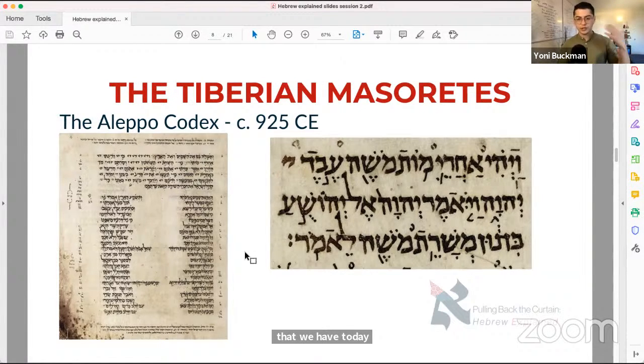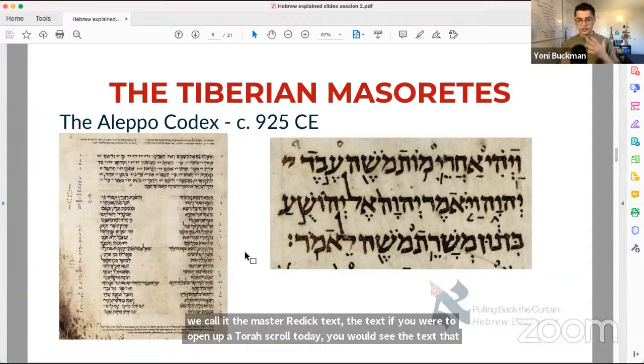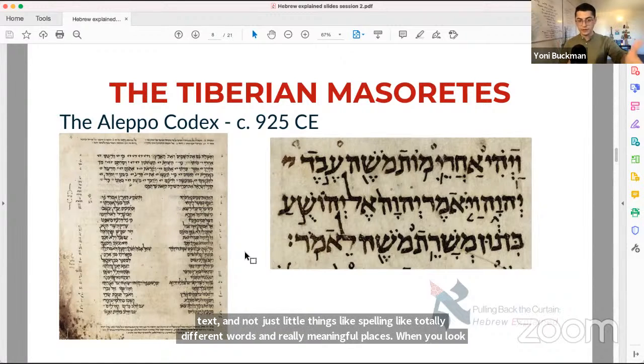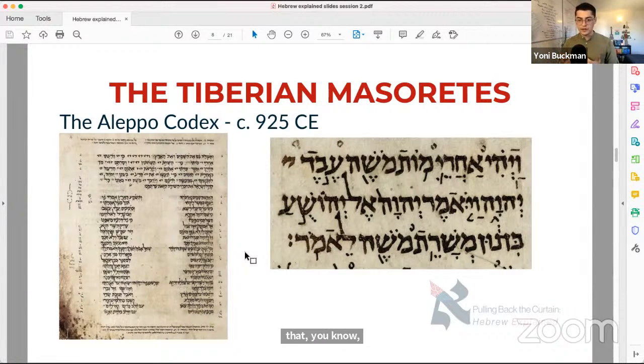So we talk about the Septuagint, which is a famous Greek translation of the Bible, and the Vulgate, which is a Latin translation of the Bible. When you look at these other versions, ancient versions, far more ancient than the Aleppo Codex, you see there are a lot of variations in the biblical text.